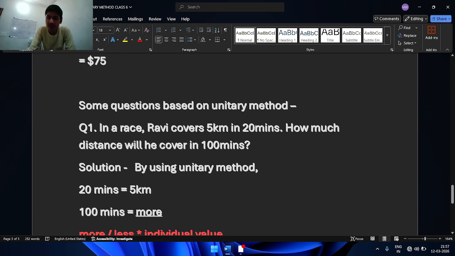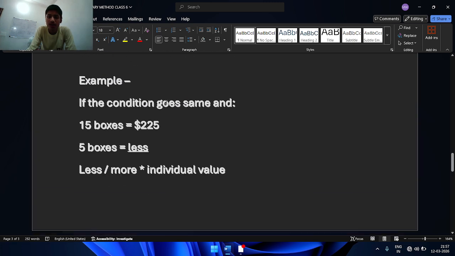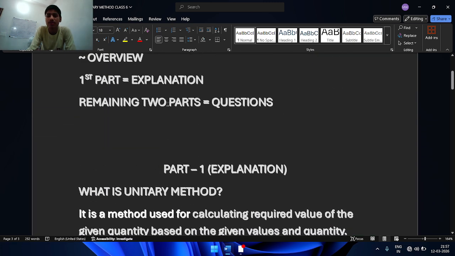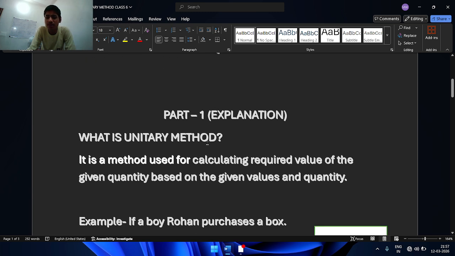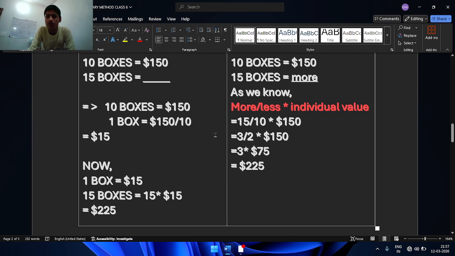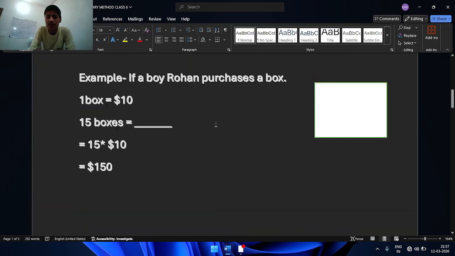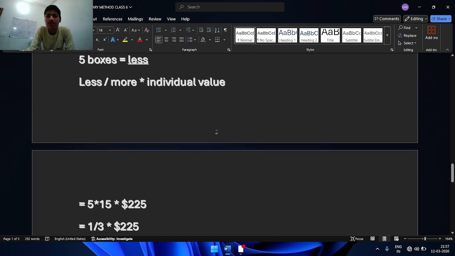This is the one example I have shown you. So this is the part 1 that I have completed. I have clearly taught you the unitary method, why we are using it, how we have to use it, and what the 2 methods are that we use in our daily lives.